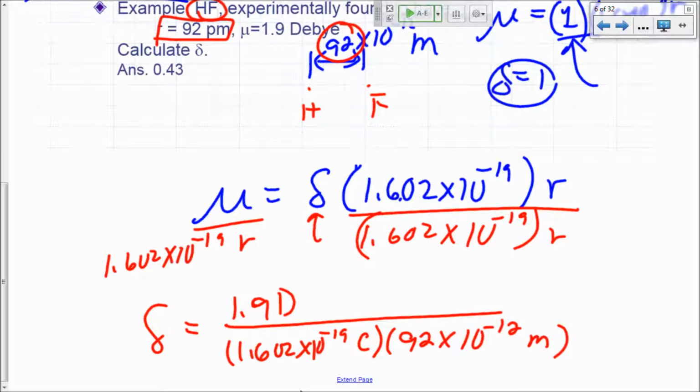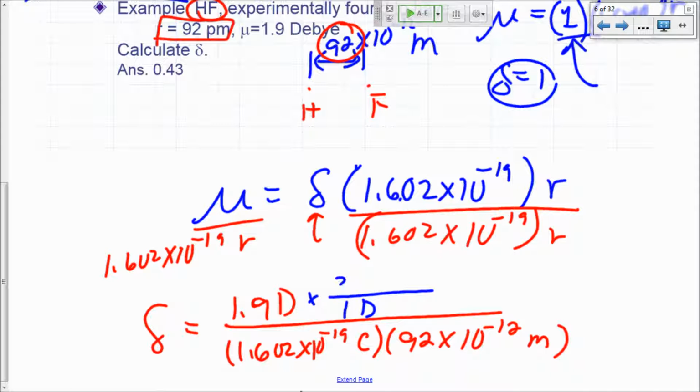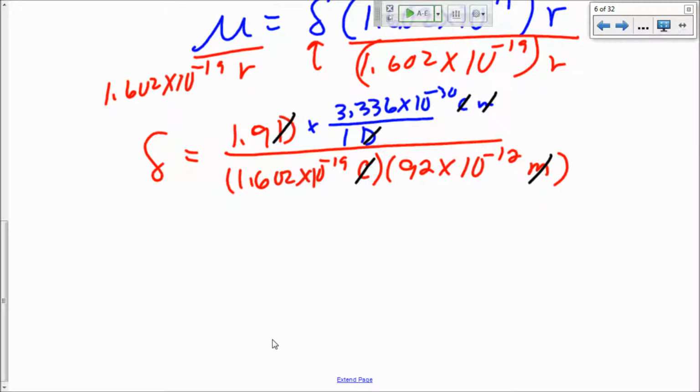What is the debye? You have to change that unit to SI. What's 1 debye? It's 3.336 times 10 to the negative 30 coulomb meter. So the coulomb and meter cancel out, and you just get your partial charge, or ionic character. And that's equal to how much? You should come up with about 0.43.